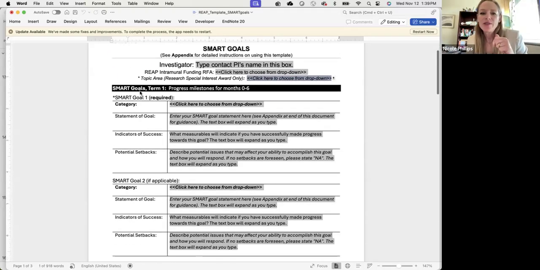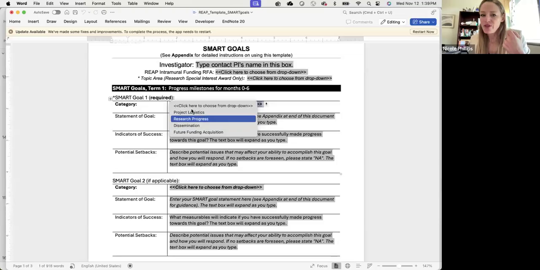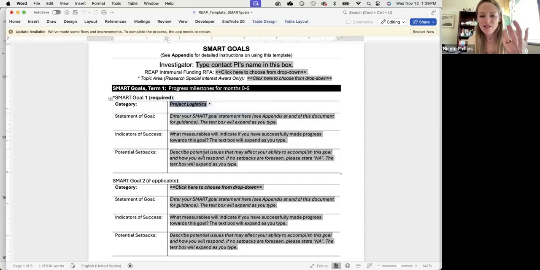So from there, this is for 0 through 6 months, if this is a tranche-based release, and you're writing your SMART goals for what you think you're going to accomplish in that first 6 months of the grant. So you will have your category. These are the 4 categories we just talked about. So maybe my first category is logistics. I'm going to write my IRB, I'm going to get it approved, etc.